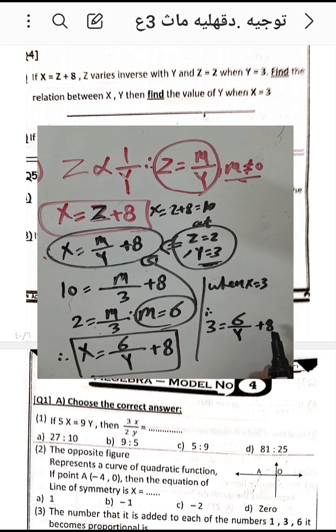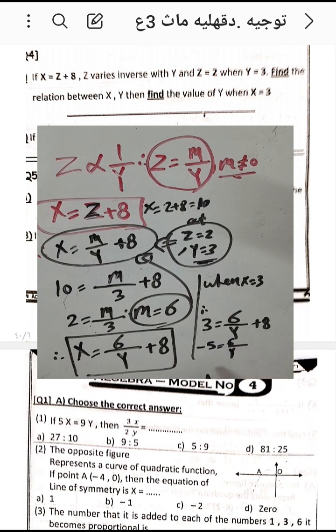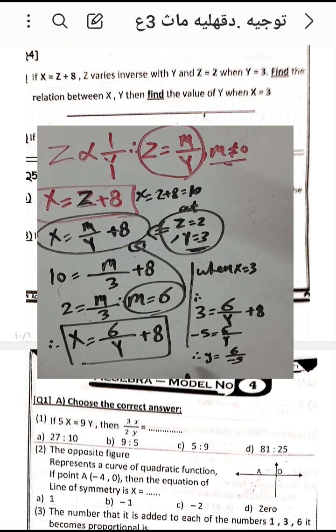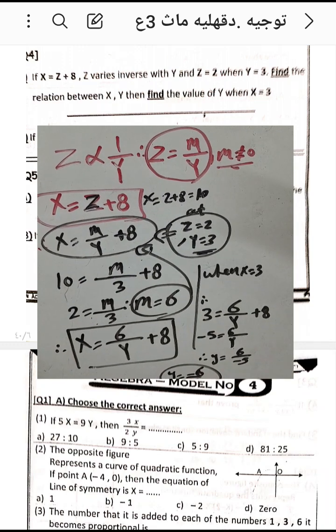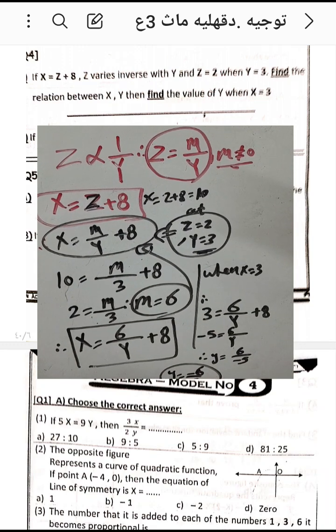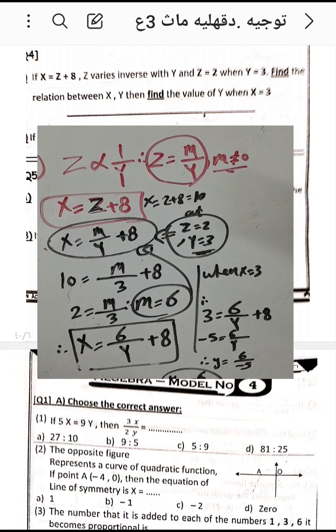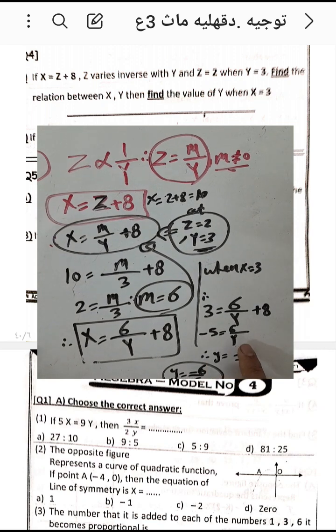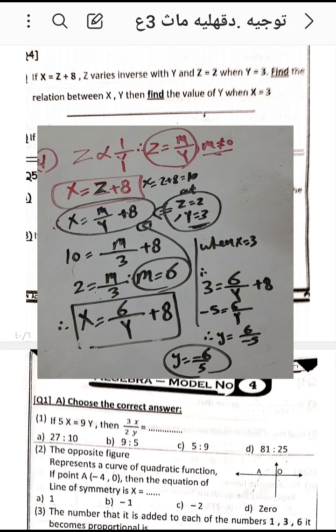And we must move 8 to the left hand side. 3 minus 8 will be minus 5 equal 6 over y. Then y equal 6 over negative 5, or y will be negative 6 over 5 in the simplest form. The value of y equals negative 6 over 5 when x equals 3. Put x equals 3 here and move 8 to the left hand side. 3 minus 8 equal negative 5, 6 over y equal negative 5, then y will be negative 6 over 5. It's the simplest form, negative 6 over 5.